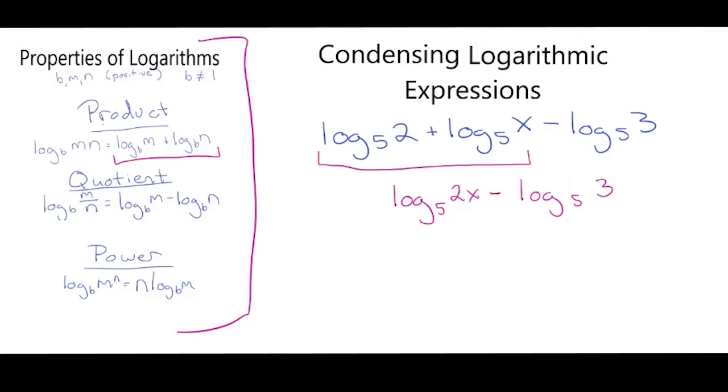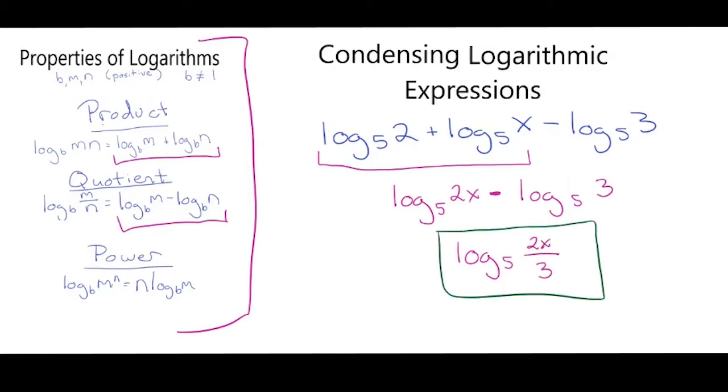Now notice this is a subtraction problem. Well, that's modeled right here in the quotient property. So I can rewrite this as log base 5 of 2x over 3. And that's our final answer. That's how you condense this logarithmic expression.